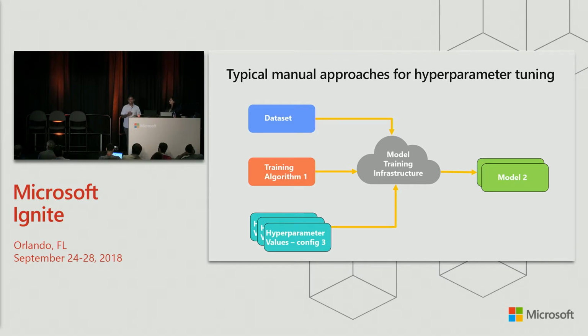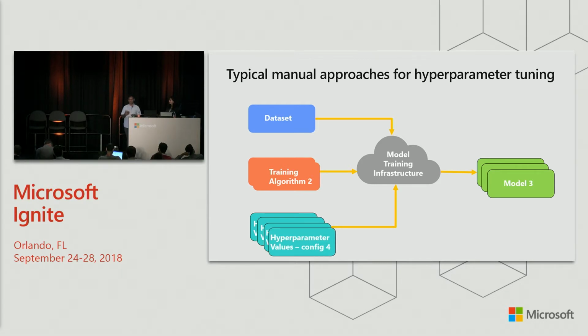Now you're not done. You go back and say, hey, this hyperparameter set is not working, or this training algorithm is not working for me. Let me try a different algorithm. So you choose training algorithm 2. You go through the same process again. Training algorithm 2 has different hyperparameters. Right? So this is super tedious, repetitive, and manual.